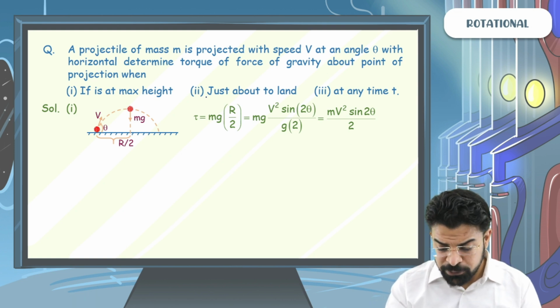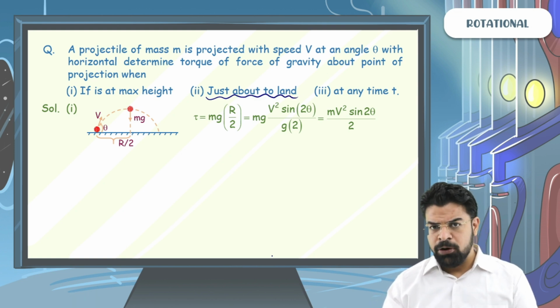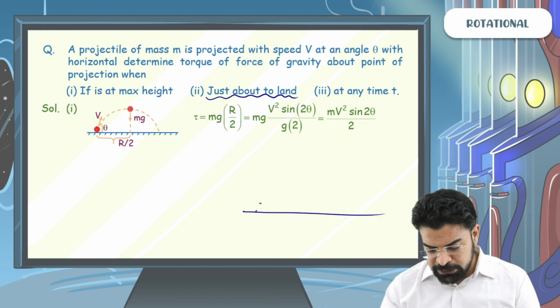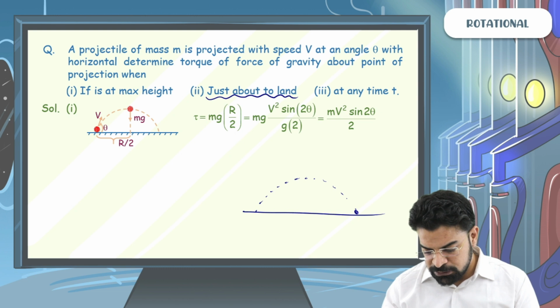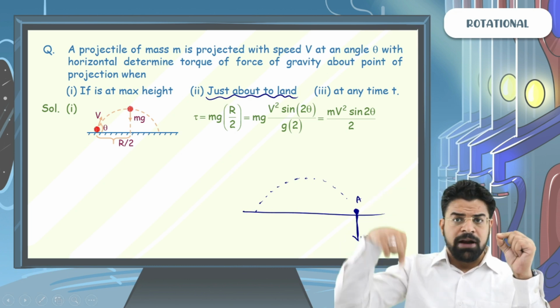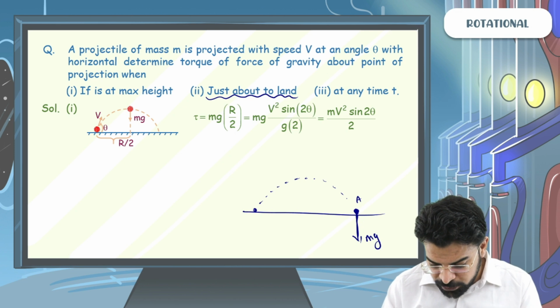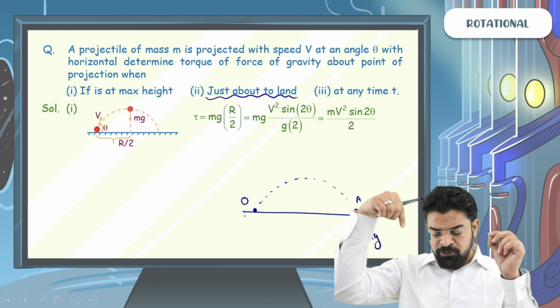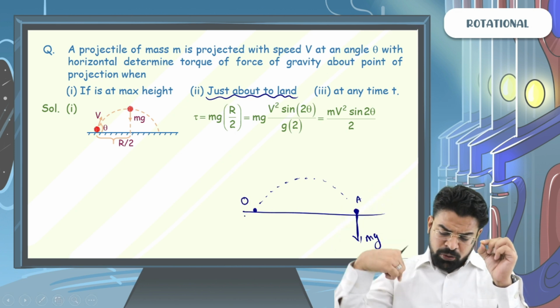The next part. When the projectile is just about to land. So what is the mission? The mission is to write the torque of the force of gravity. So the particle is just about to land. This is the point A, and there is a downward force mg. And we wish to write the torque of this force of gravity about the point of projection. Let's call it O.